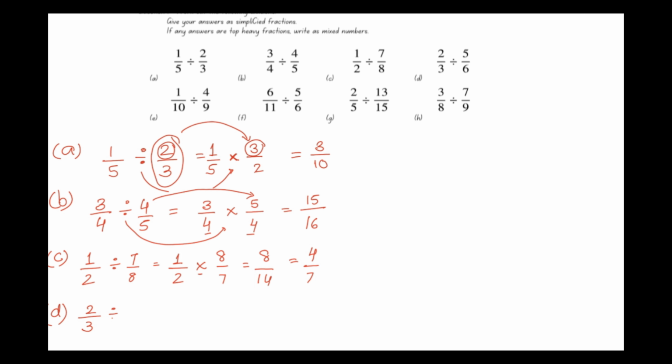Okay, moving on to the D question: 2 upon 3 divided by 5 upon 6. Basically, I write the first fraction as it is, change the sign from divide to multiply, and write the second fraction in the reciprocal form. I flip the second fraction. Now I have to multiply. 2 times 6 is 12 and 3 times 5 is 15. I have to simplify this fraction into the simplest form, so I divide the fraction by 3. So I get the answer as 4 upon 5.